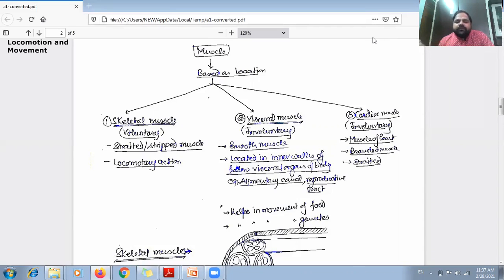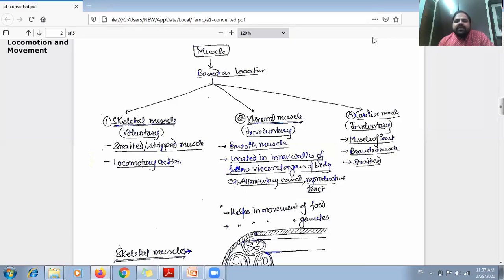In case of visceral muscles, these are involuntary muscles, also called smooth muscles, and they are located in the inner walls of the visceral organs of the body, such as the alimentary canal and reproductive tract. If it is present in the alimentary canal, then it helps in the movement of the food, and if it is present in the reproductive tract, then it helps in the movement of gametes.